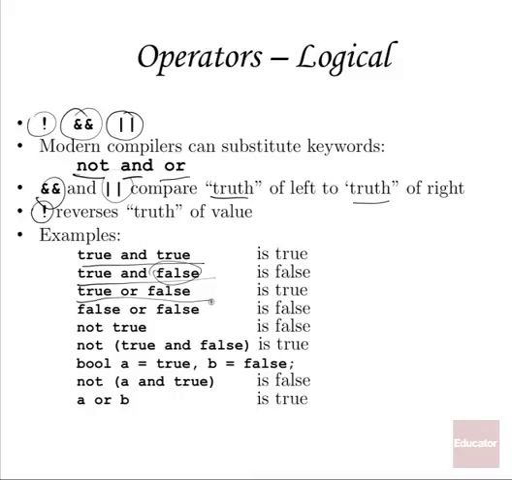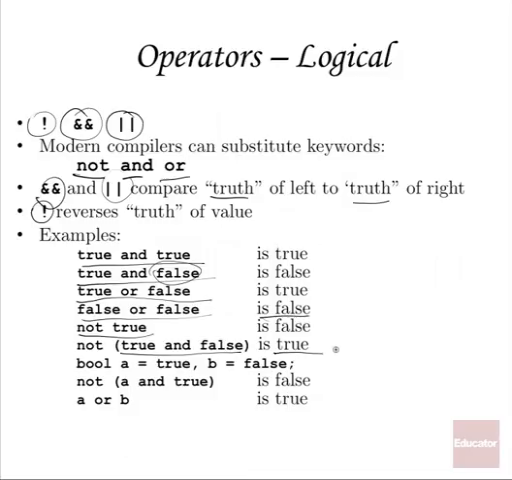True or false is true. It is either this or that. If either one of them is true, then the expression is true. False or false, both sides are false, evaluates to false. Not true, that's a good one, it's false. Not false is true.